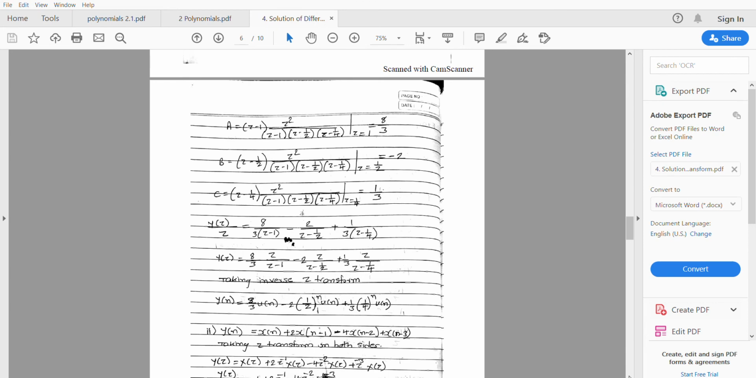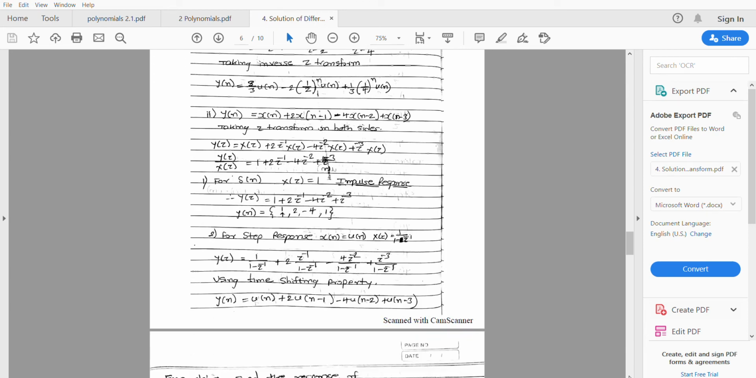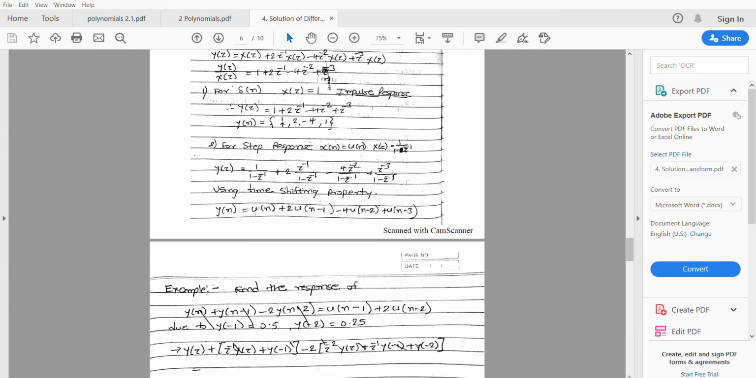Okay, the next numeric is the same. Go through it. All the numerics are solved in detail.